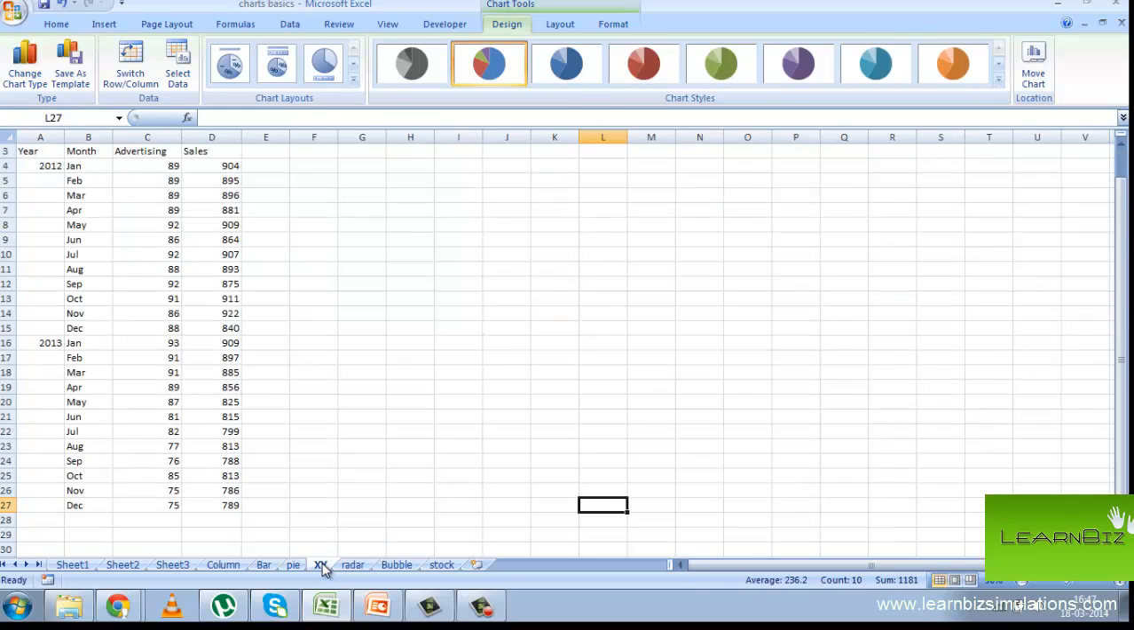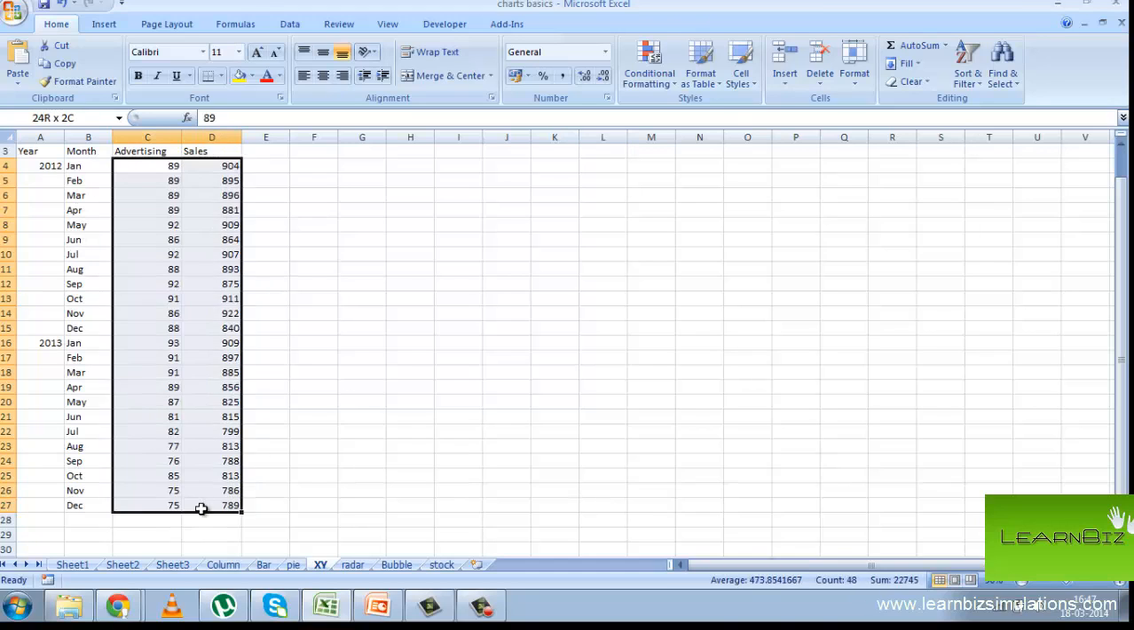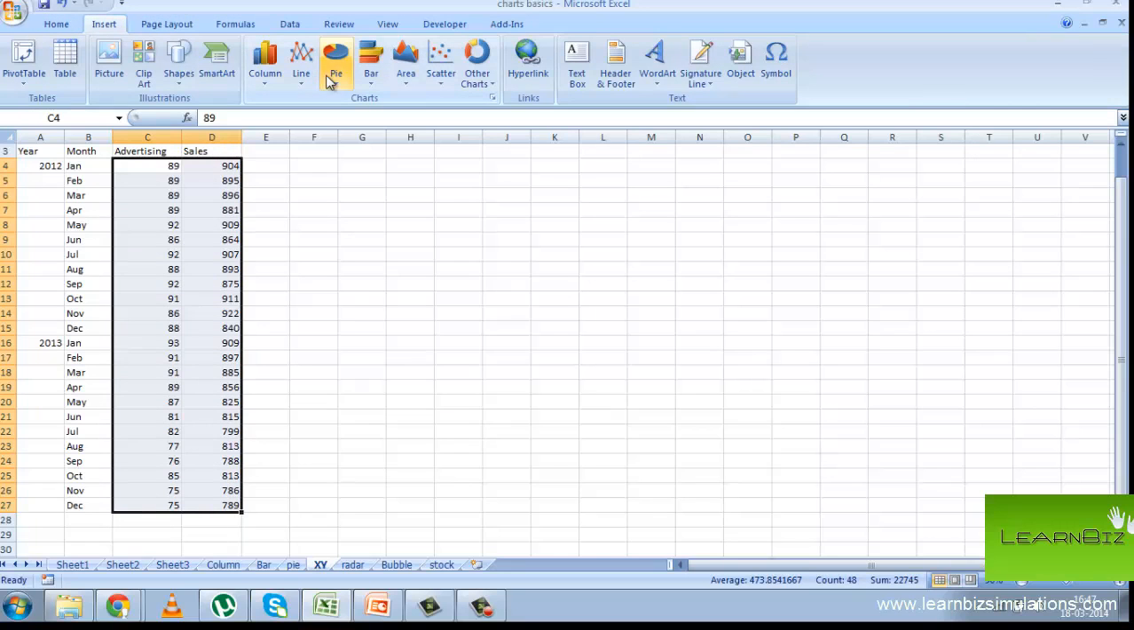Another common chart type is an XY chart, also known as scattergrams or scatter plots. An XY chart differs from most other charts in that both axes display values. This type of chart often is used to show a relationship between two variables.